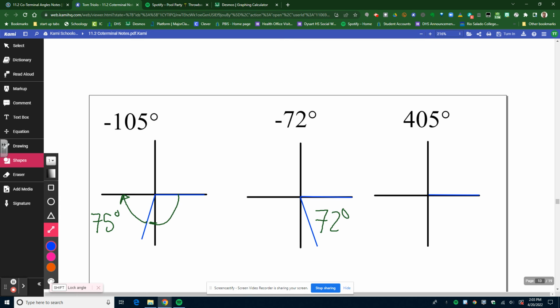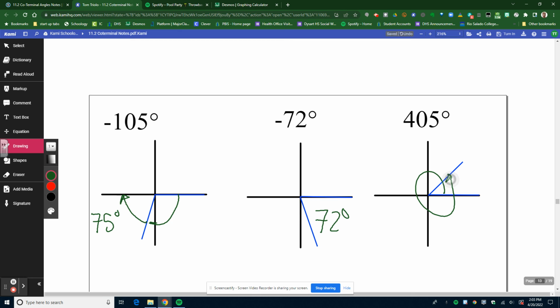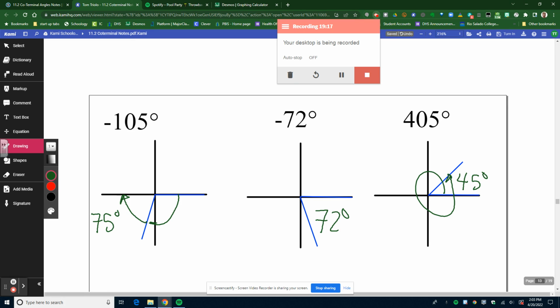So 360 plus how many more? 45. So I should hold down my shift key. So here's my original. I'm starting here. I finish there. How many more was it to get there? 45. That's my reference angle. And that's as easy as it gets. This is the easiest lesson you're going to have for this whole unit.